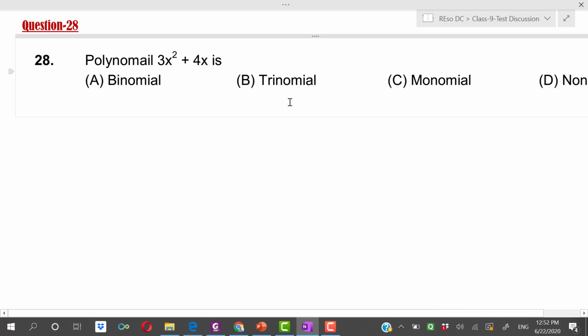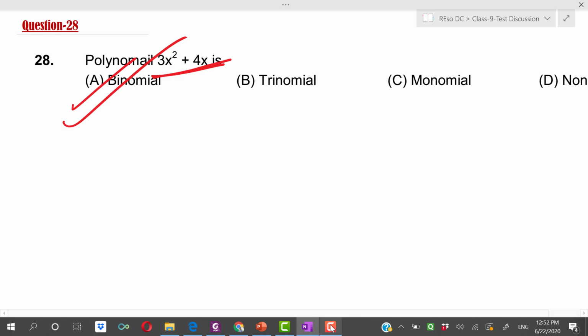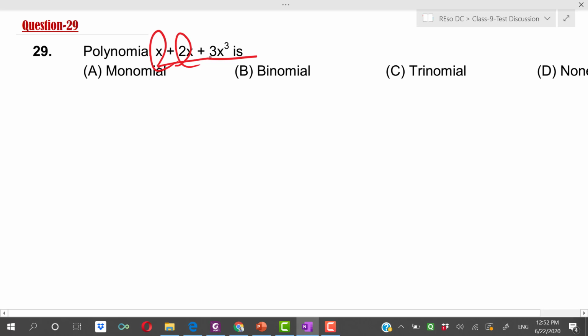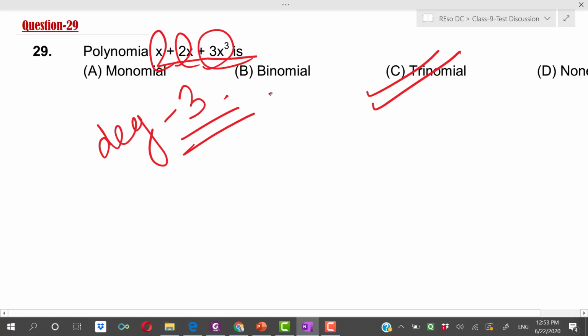The polynomial 3x square plus 4x, since there are two terms in this polynomial, so this is a binomial. That is option number A will be the correct answer. Polynomial x plus 2x plus 3x cube. Now since there are three terms in this polynomial, term number 1, term number 2 and term number 3, so this polynomial will be a trinomial. And if it had asked you the degree, the degree of this polynomial would have been 3. So this was the method of solving this.